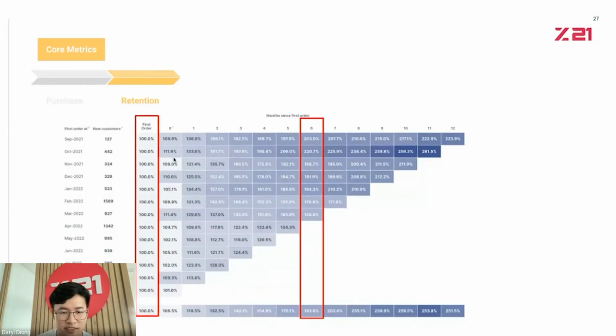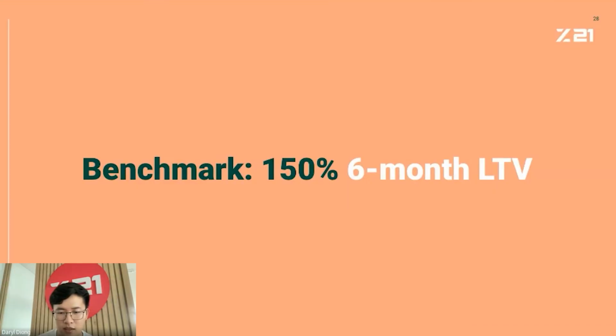If I show you in percentage terms, you can see first order value is always going to be 100%. This is the base. By the 6 months, over here, we see 194%. So this brand is a very high retention rate. And what is the benchmark? We recommend 150% for 6 times lifetime value. If you're in the fast-moving industry, this has to be the case. Yeah.